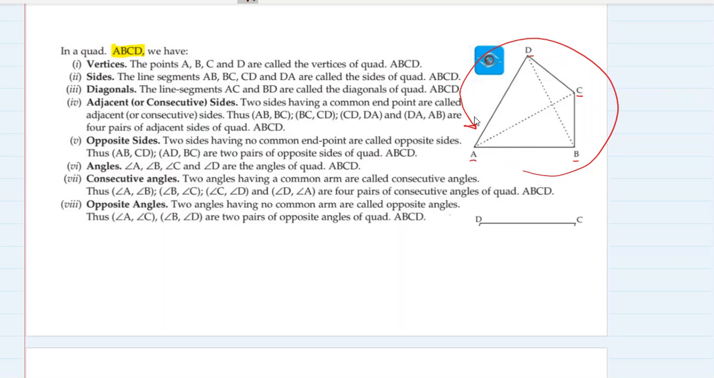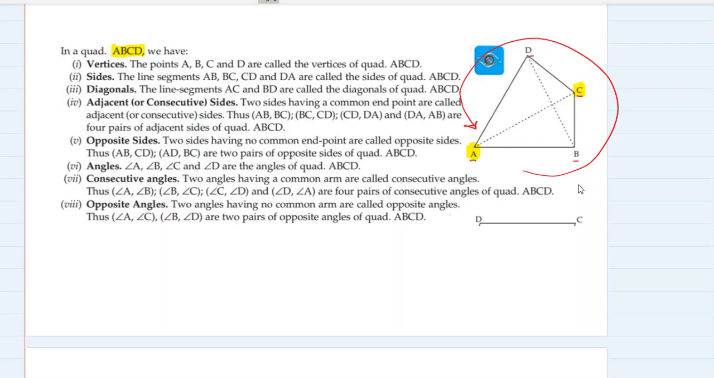So in this quadrilateral, there are four vertices A, B, C, and D. There are four sides AB, BC, CD, and AD. There are two diagonals. And now, what are diagonals? Diagonals are the line segments which are joining the opposite vertices of a quadrilateral. Now, in this quadrilateral, the opposite vertices are A and C. So the line segment joining A and C is AC, which is one of the diagonals, and the other diagonal is BD. So it has got two diagonals, AC and BD.